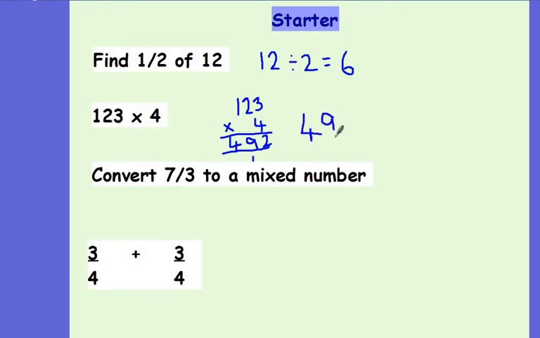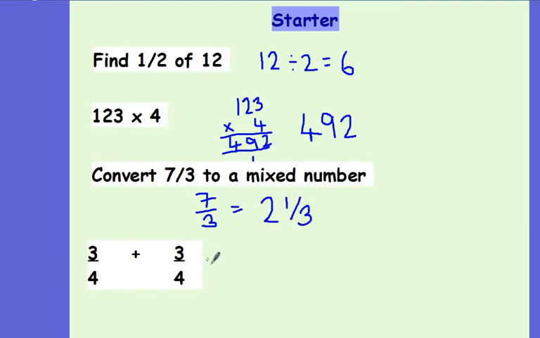To convert 7 over 3 to a mixed number, we first ask ourselves how many 3's are there in 7. Ione, how many 3's are there in 7? 2, brilliant, so we've got 2 wholes and 1/3 left over.